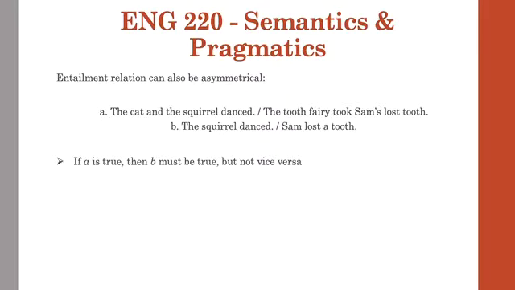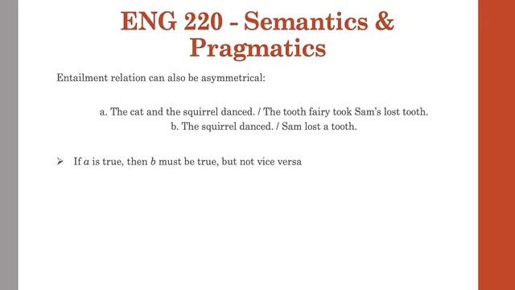But entailment is not always mutual. It can be asymmetrical. So it means that perhaps there's a paraphrase in one direction, but not in the other direction. So I can say, the cat and the squirrel danced. And then I can also say, the squirrel danced. So there's asymmetrical entailment. That means that I can't say the squirrel danced and then the cat and the squirrel danced. It doesn't have the same meaning, right?